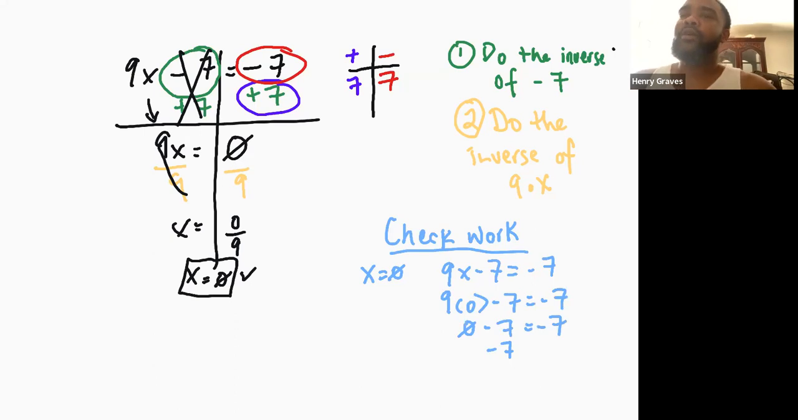So those were the 2 steps. For the second problem, I did the inverse of -7, right? Which is adding 7 to both sides. And then I did the inverse of 9 times x, which means I divide both sides by 9.